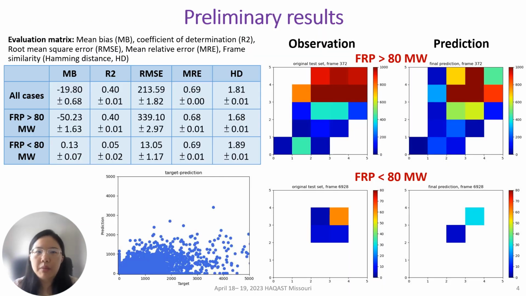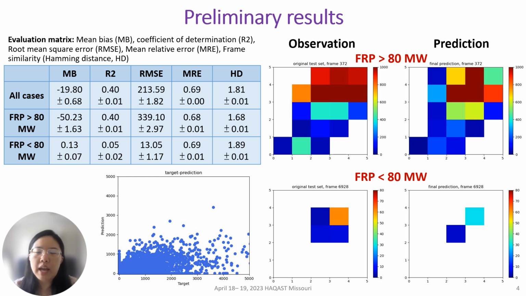Here are some preliminary results. We evaluate our model with 5 statistical parameters. The Hamming distance describes the difference between two frames. The lower Hamming distance, the lower HD, means the frames are more identical.